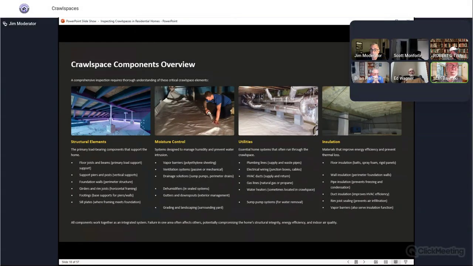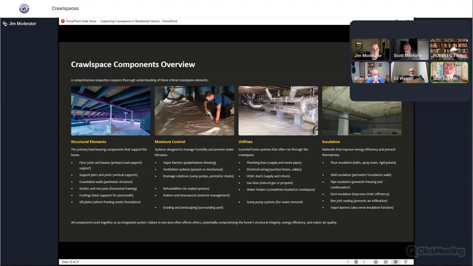Those beams or beam, depending on how the house is built, will need to be supported by piers and columns. You may see steel occasionally, maybe from a rehab. Typically, what we'll see is a wood or concrete block column. Foundation walls along the perimeter of the structure, girders and rim joists, horizontal framing, footings, base supports for the pier walls, and sill plates where framing meets the foundation.